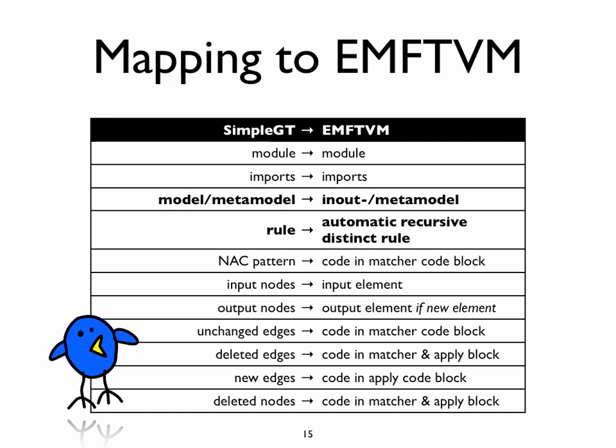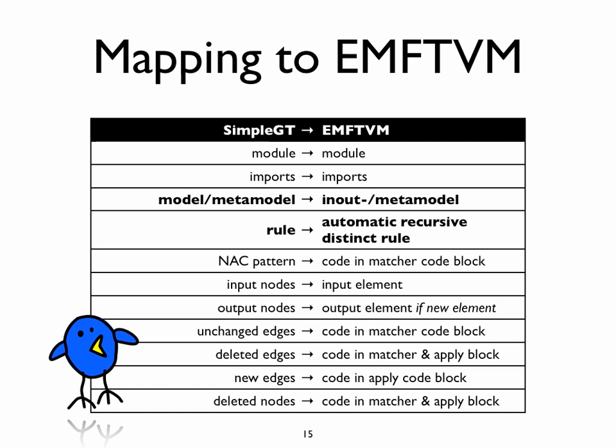Because here we're matching distinct input elements. If we mention 2 nodes in our input, our matching graph, then we actually mean 2 different elements. A model is an in-out model. We can read from it and we can write to it.